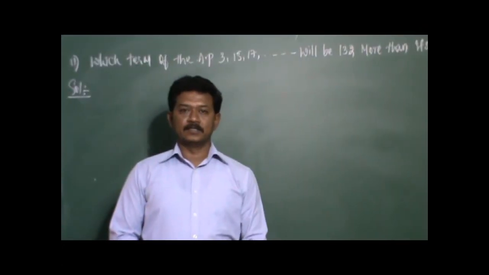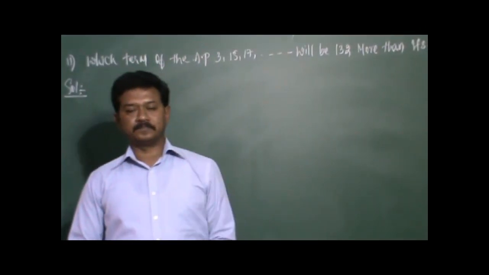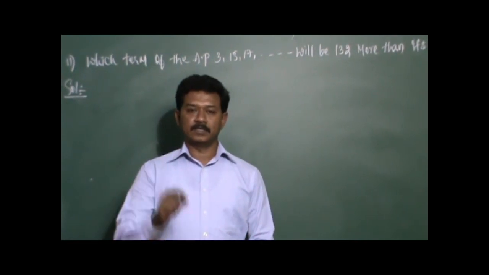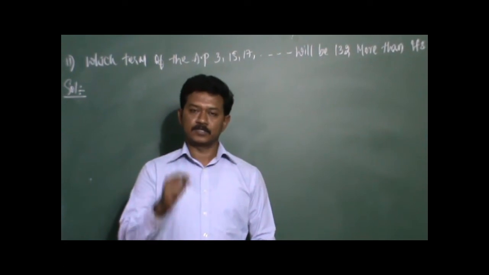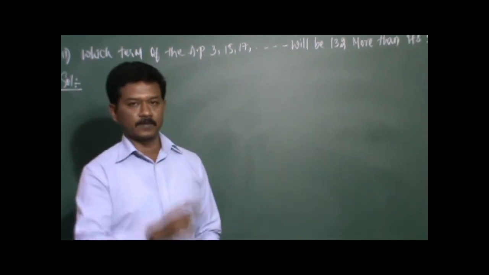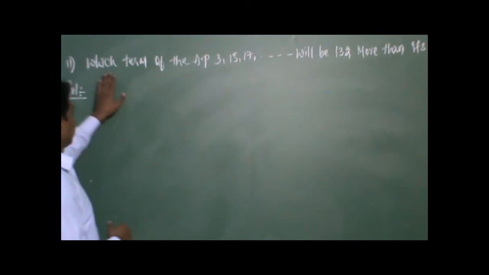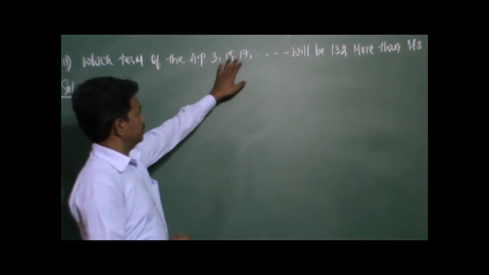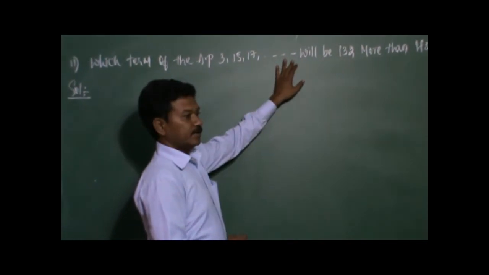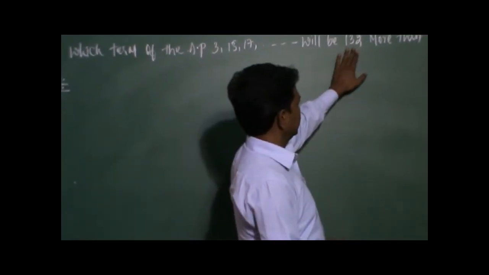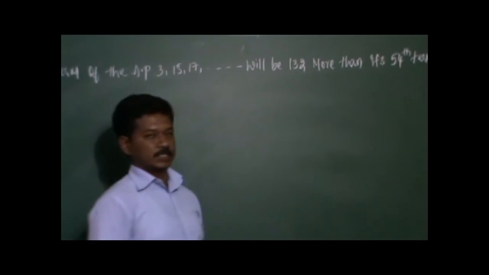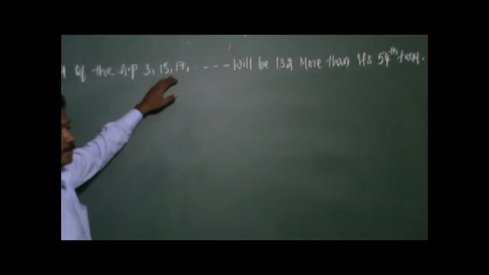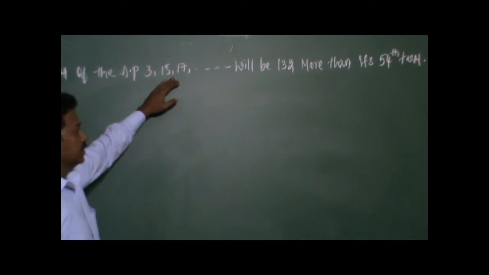Okay. So this is a very peculiar problem. It has a theoretical background. You have to understand this problem very well in order to solve this. So please listen carefully. Right. Which term of the AP 3, 15, 17, dot dot dot will be 132 more than its 54th term? In the sense, in this AP, it has a 54th term.